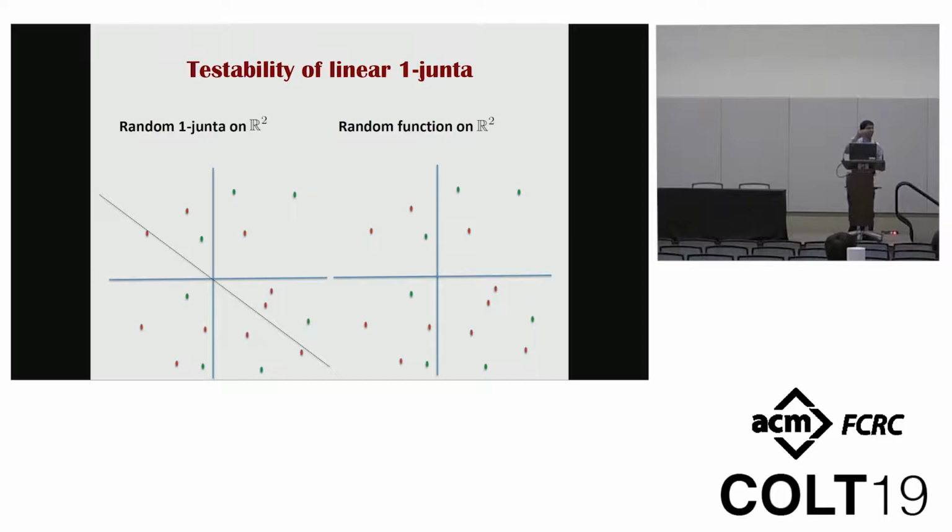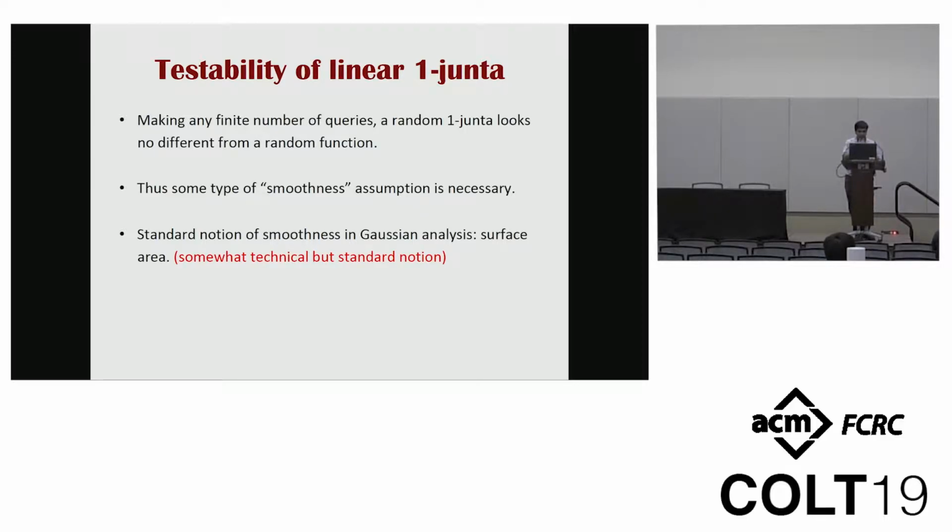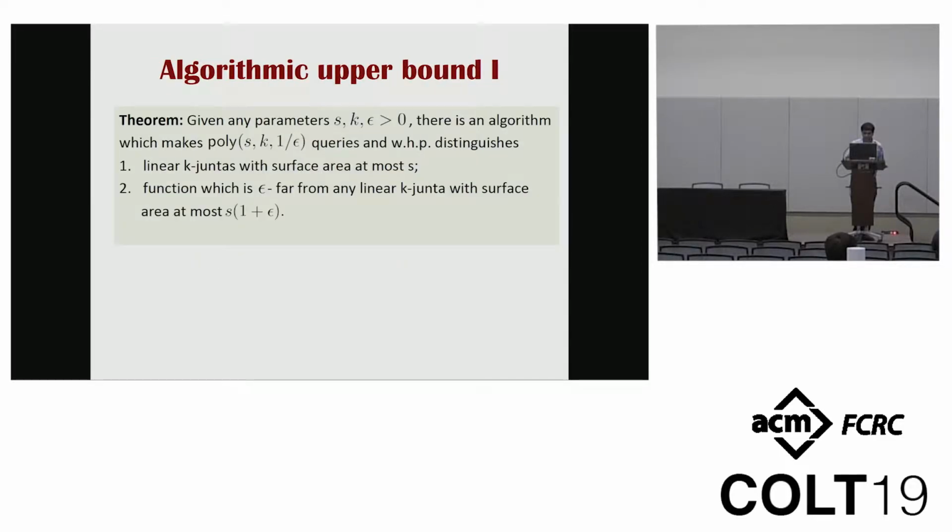And the fundamental reason is that you need some sort of smoothness assumption. I'm not going to get into what the natural notion of smoothness assumption is, but the standard notion, at least in Gaussian analysis, is the notion of Gaussian surface area. If you come to the poster, I can explain what it is. It's a very standard notion. It's somewhat technical to define, but it's a really intuitive notion. So with this, at least I can state the results.